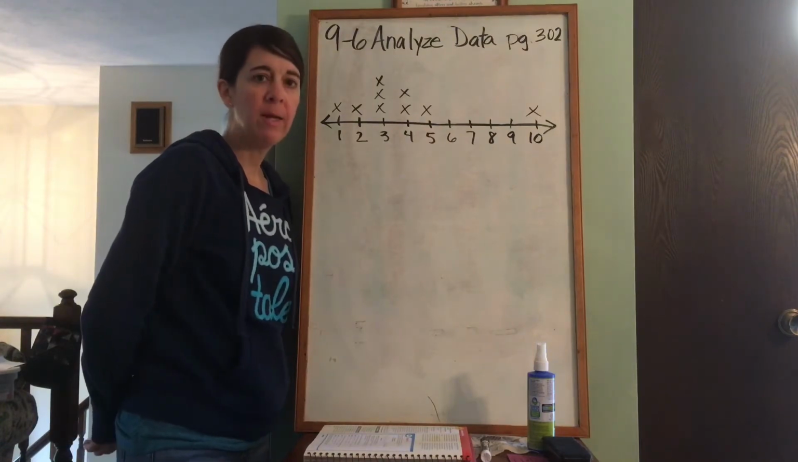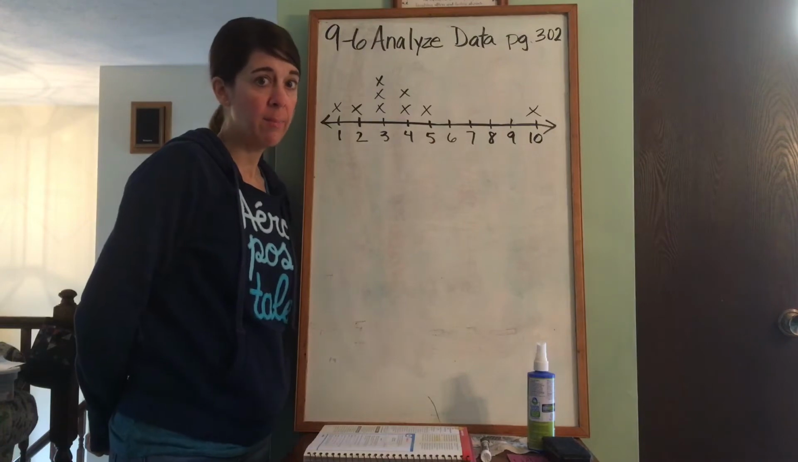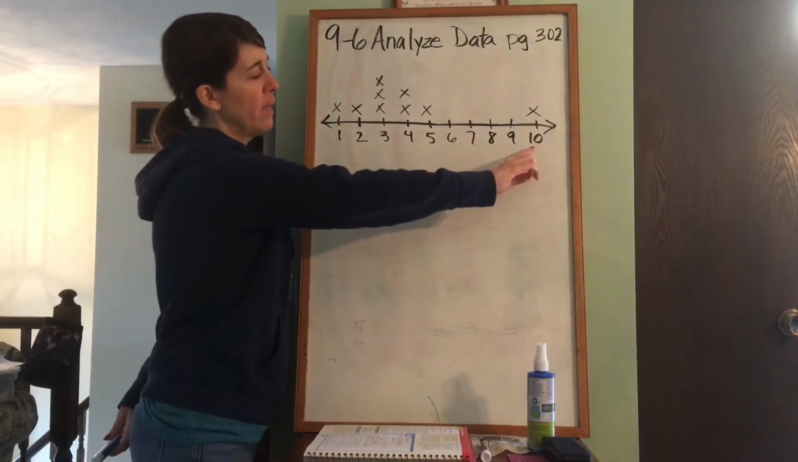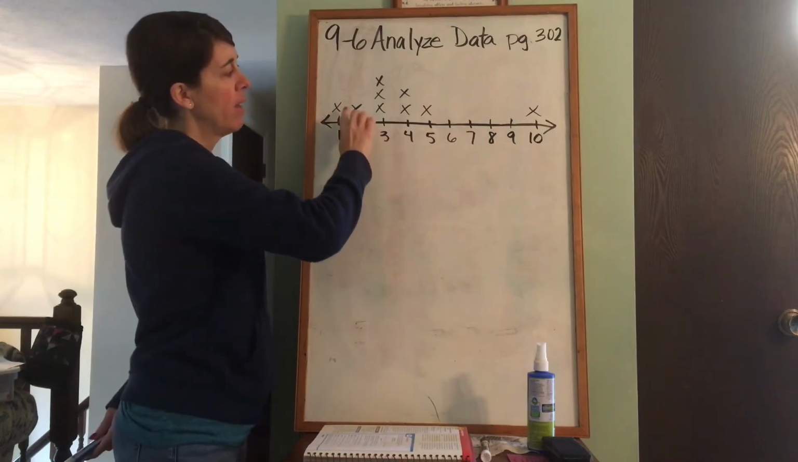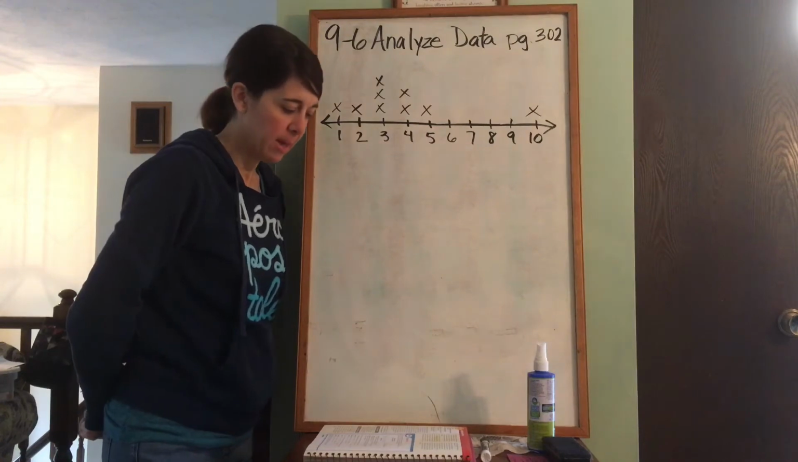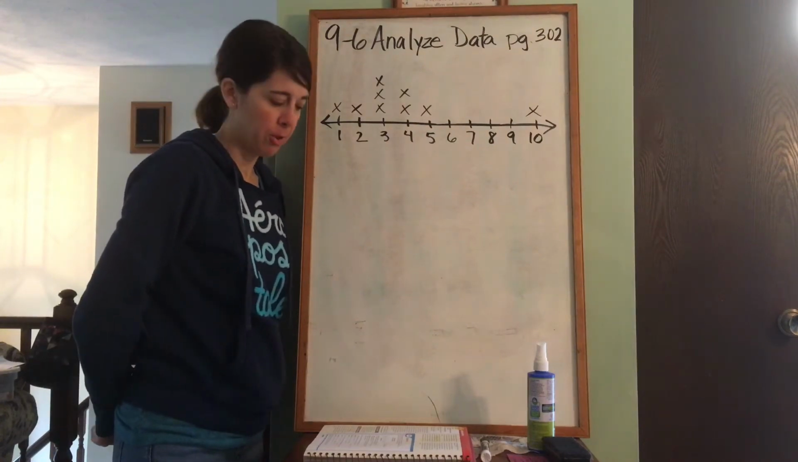So at the top of the page, they start with some data and a line plot. Hopefully you remember a little bit about line plots. You've got a line going from left to right, and the X's above the numbers represent particular data. In this case, they're talking about temperature.